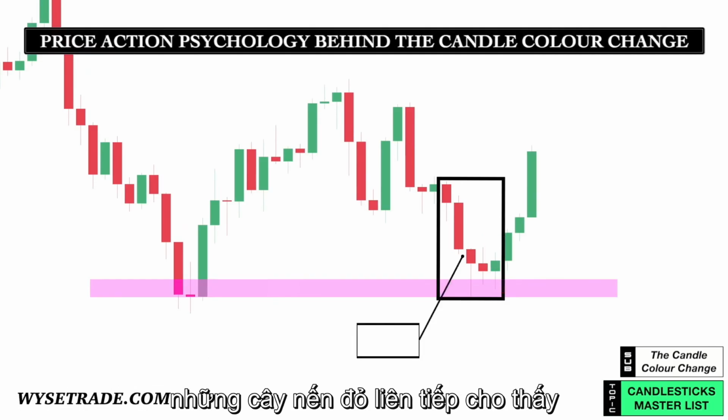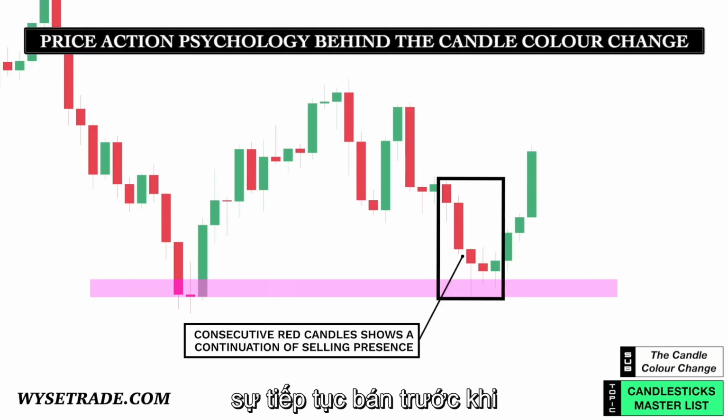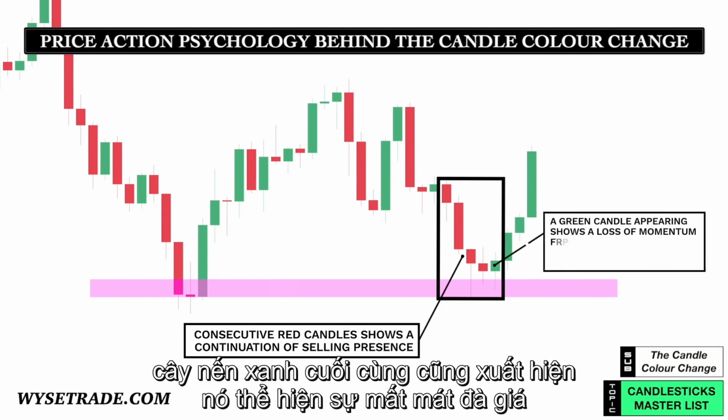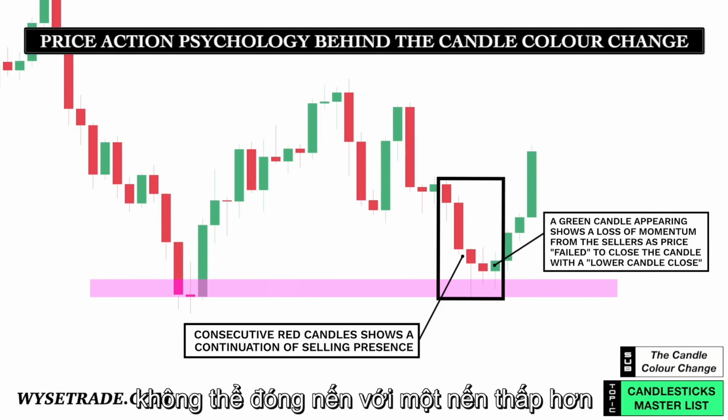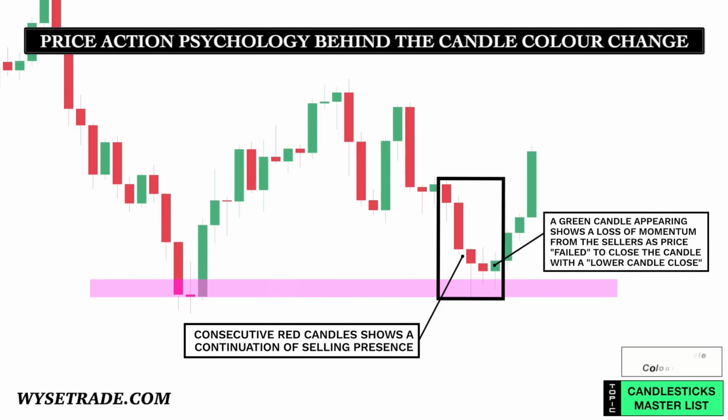The consecutive red candles show a continuation of selling presence before a green candle appears, which shows a loss of momentum from the sellers as price failed to close the candle with a lower candle close.